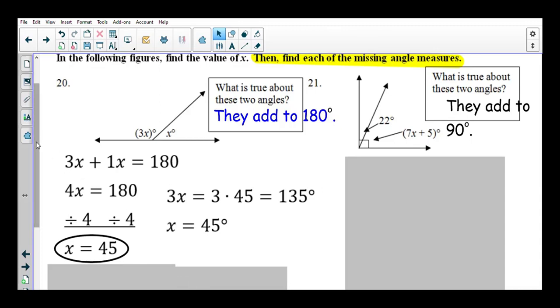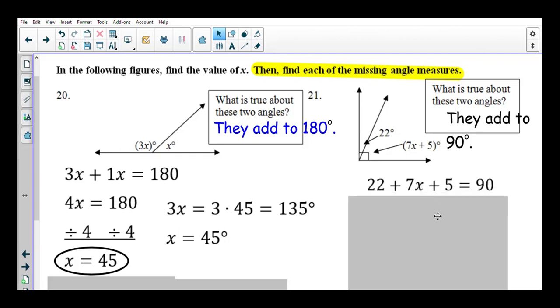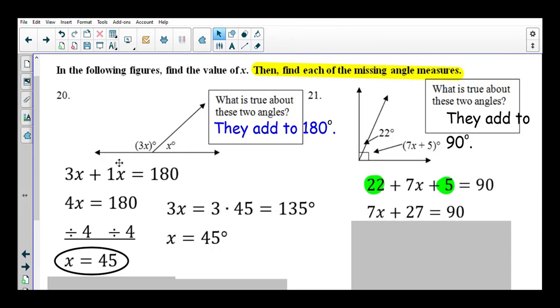Let's take a look at number 21. Again, identifying what's true about these angles. You see that square, which means 90 degrees, they add to 90 degrees, they're complementary angles. So what I would do is write 7x plus 5 plus 22 equals 90, and those can go in any order. Let's combine our like terms. We have two constants we can combine together, that's 22 and 5. So this simplifies to 7x plus 27 equals 90.